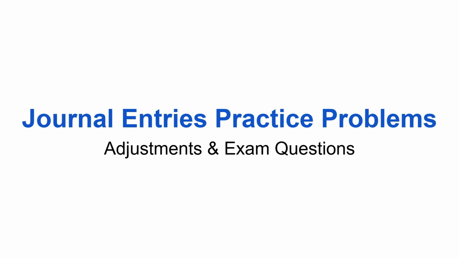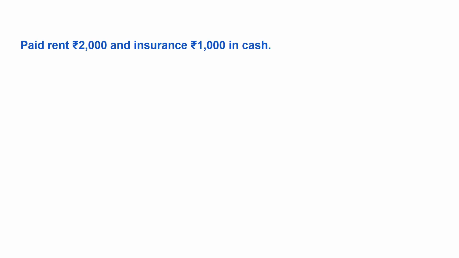In this video, we will solve journal entry problems which are commonly asked in exams. These problems are slightly higher than part 1 and part 2. So, if you haven't watched them, please watch them first. Let's get started. Paid rent 2000 rupees and insurance 1000 rupees in cash.